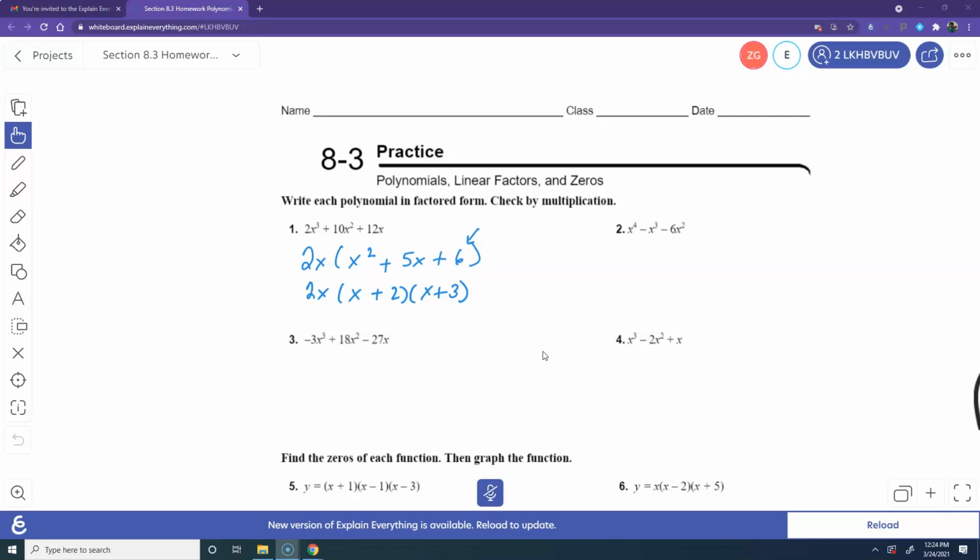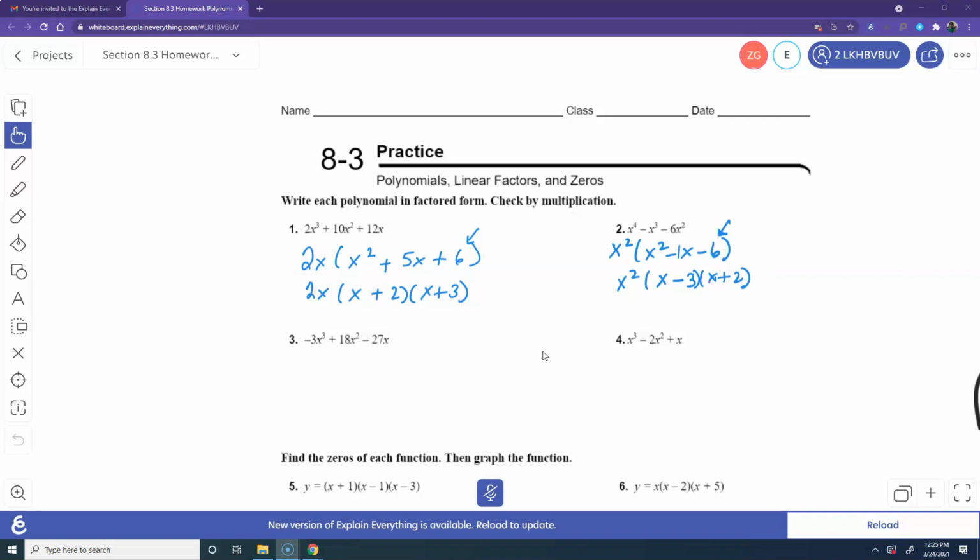For number 2, I have x to the 4th minus x cubed minus 6x squared. So I'm going to factor what they have in common, which is x squared. So you're left with x squared minus x minus 6. And I'm going to find the factors of 6 again. So I have x squared parentheses x minus 3, x plus 2.